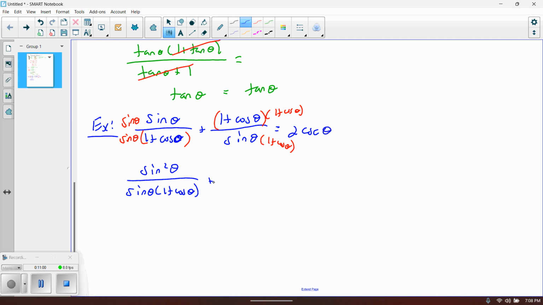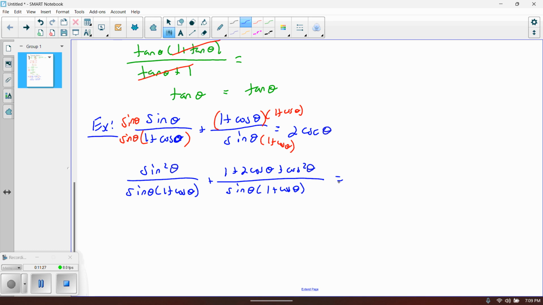Now on the top, I'm going to have to distribute that out. That's basically 1 plus cosine theta squared. So you can either FOIL it or whatever way works best for you, but that's going to be 1 plus 2 cosine theta plus cosine squared theta all over the denominator, the common denominator now. And all of that is eventually supposed to simplify to 2 cosecant theta.